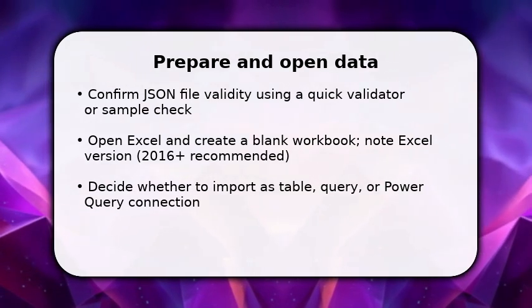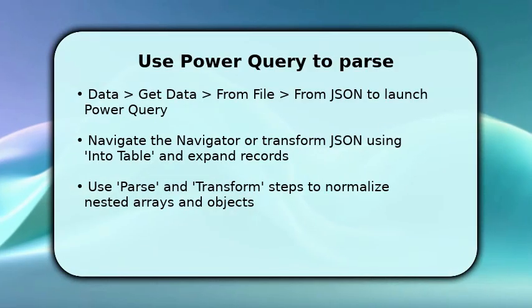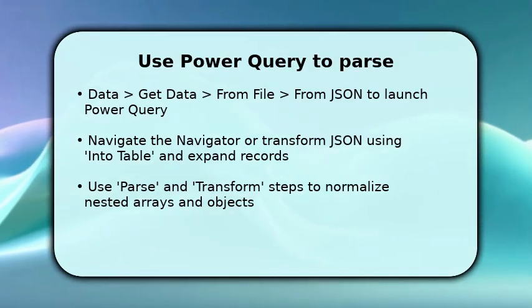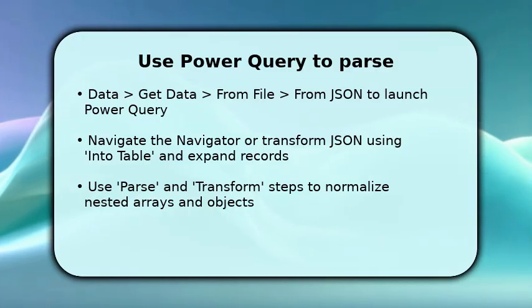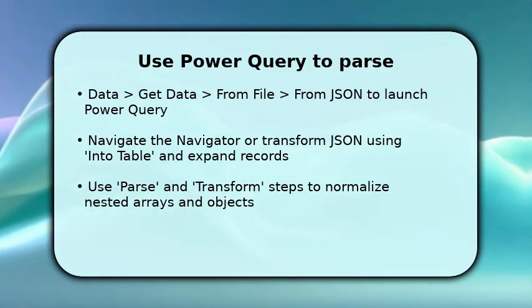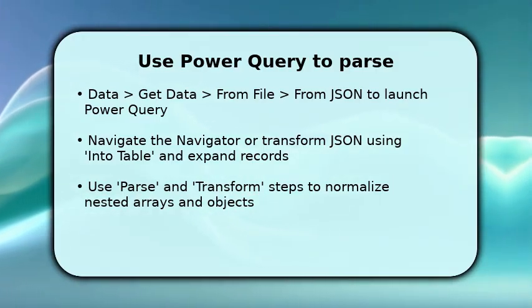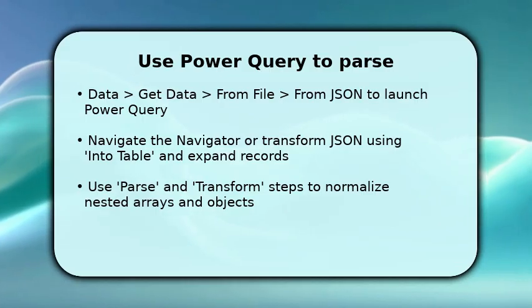You now load the JSON into Power Query. Go to Data, Get Data, From File, From JSON. Once Power Query opens, use Into Table or the built-in JSON document parser to expose records. Then expand the list and record columns with the expand icon to flatten nested structures.